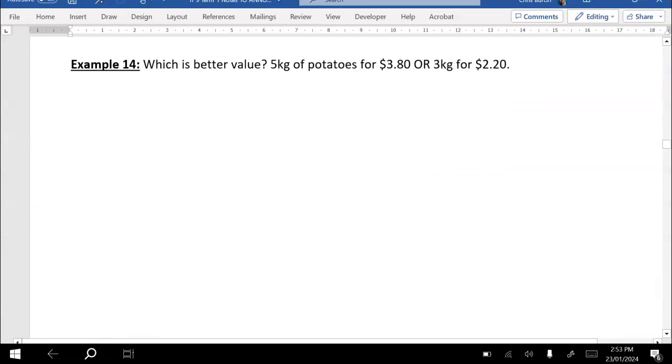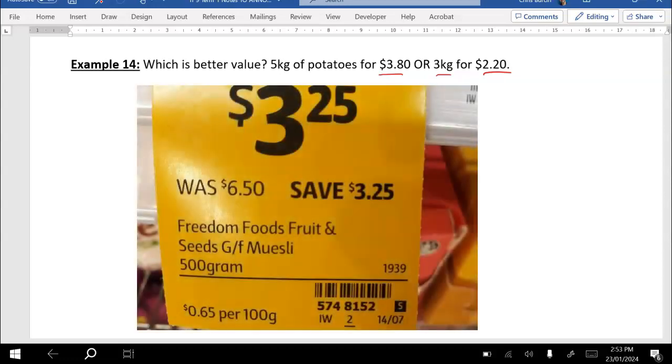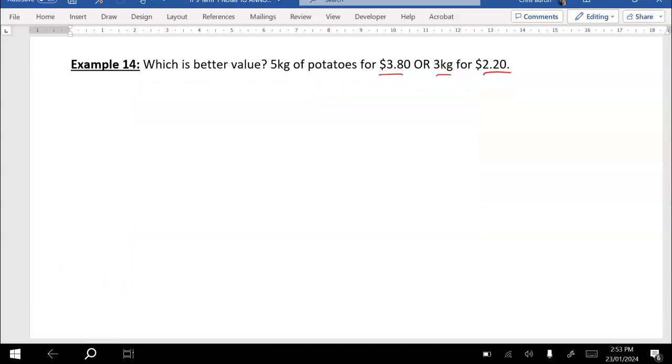Which is the better value? 5 kilos of potatoes for $3.80 or 3 kilos of potatoes for $2.20. Now, this is something really important, especially if you're not in a major supermarket. If you look at the tags really closely in a major supermarket, they're going to tell you what that rate is, so how much it's going to cost you per kilo. Sometimes they say per 100 grams, and you have to work that out. Just multiply it by 10. You'd be surprised how much some things are per kilo.